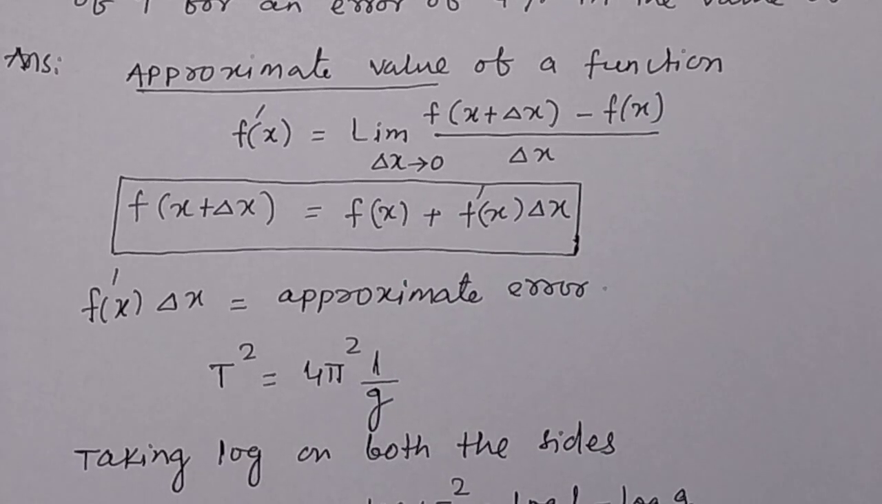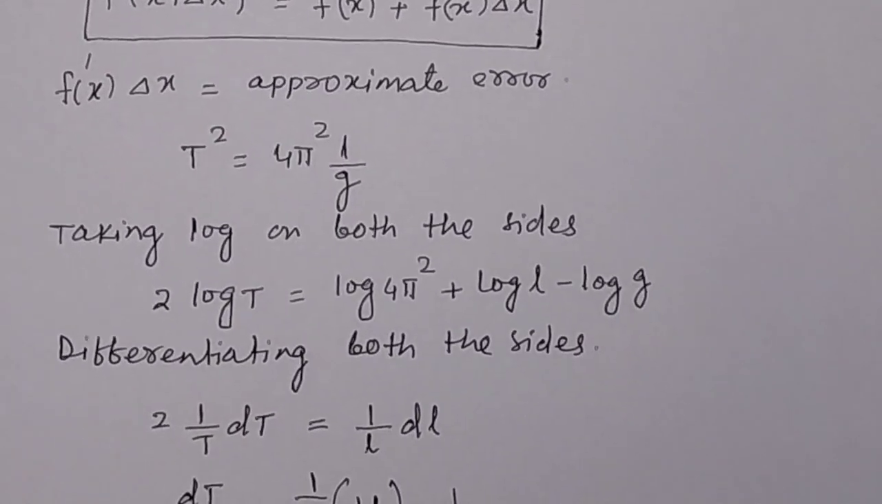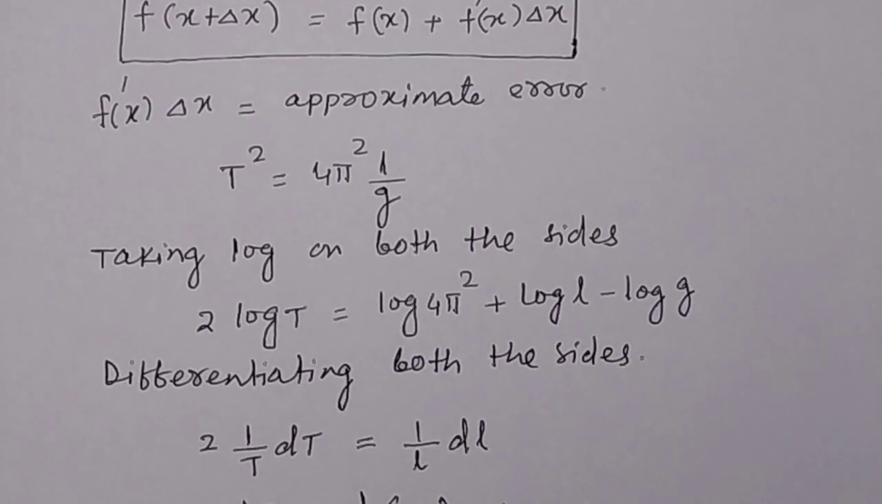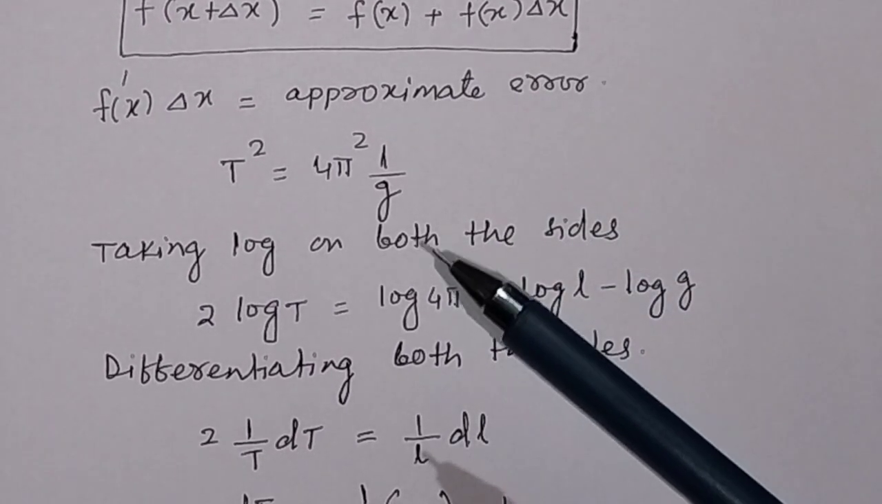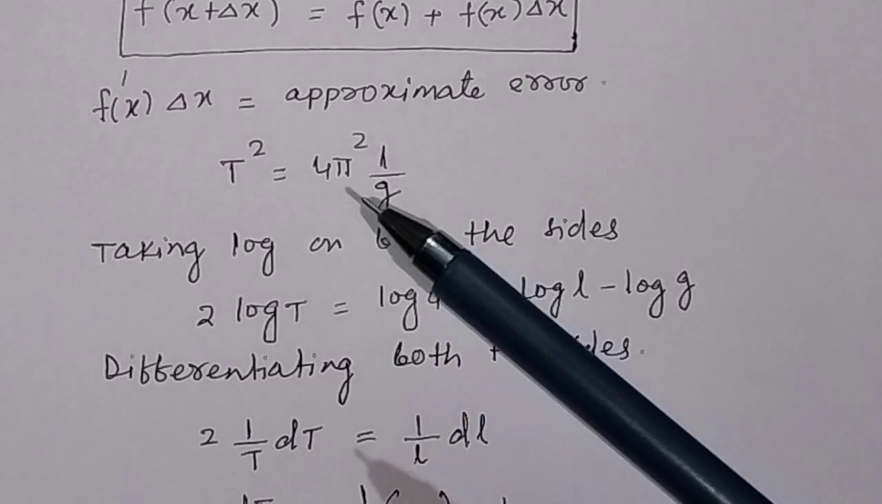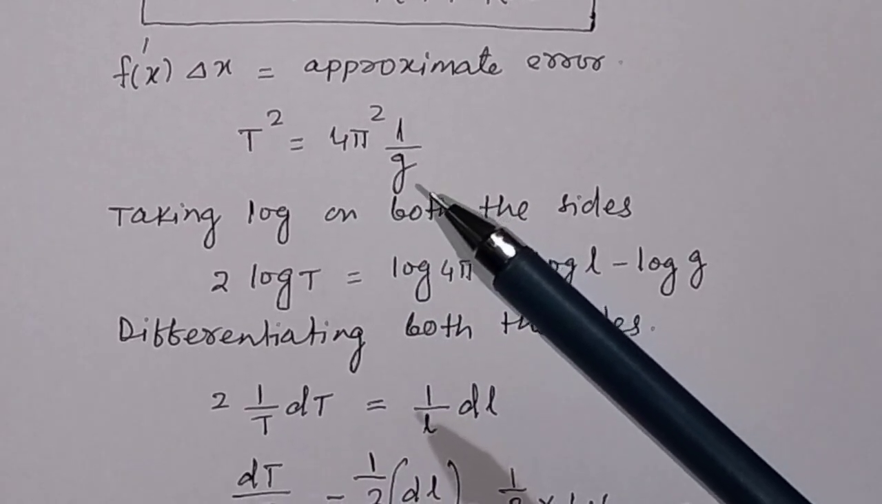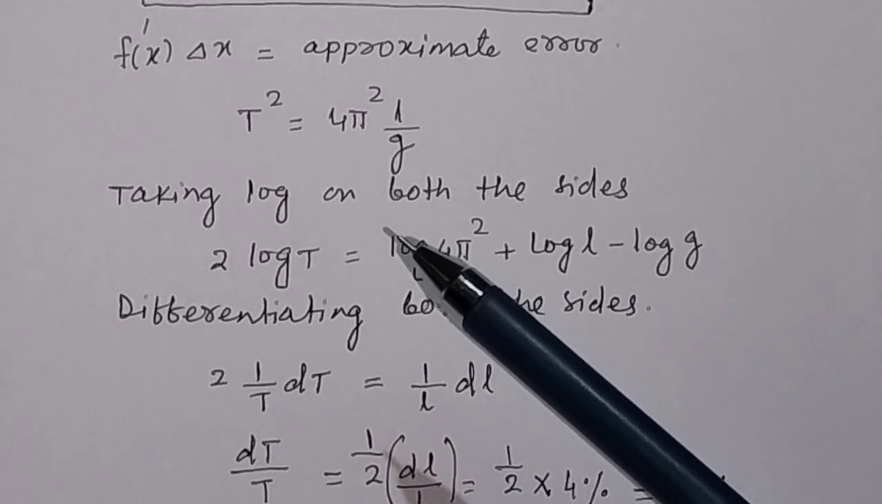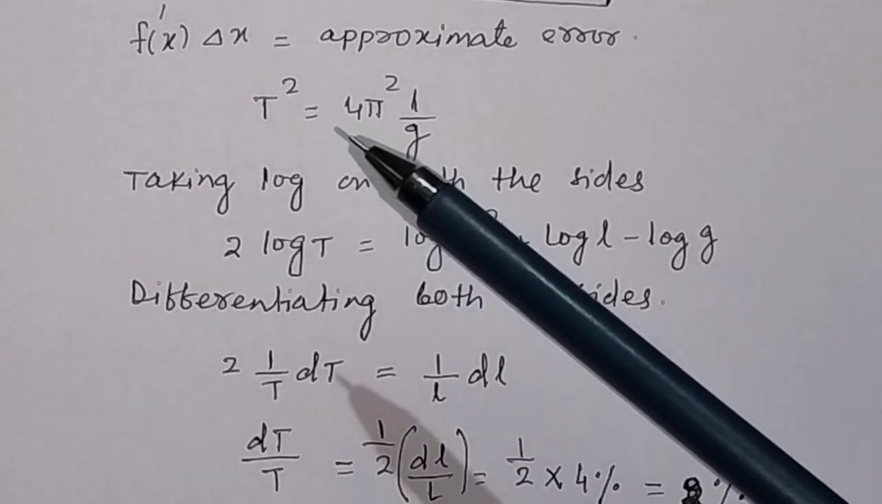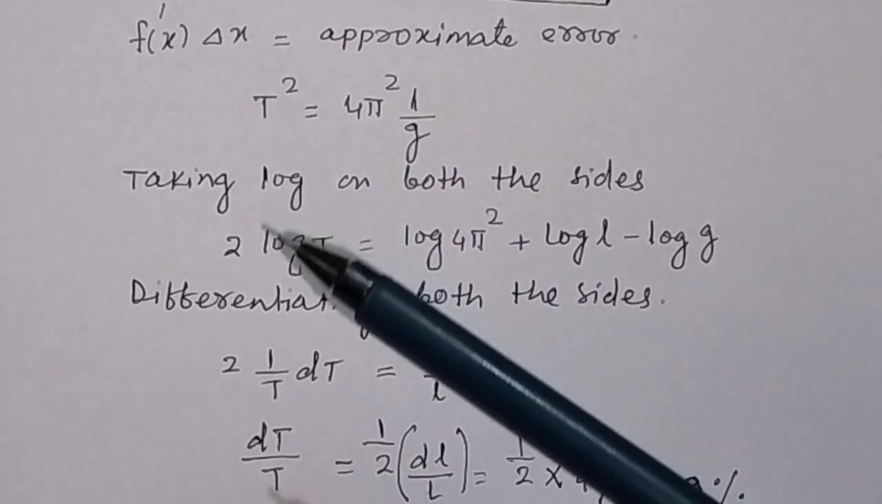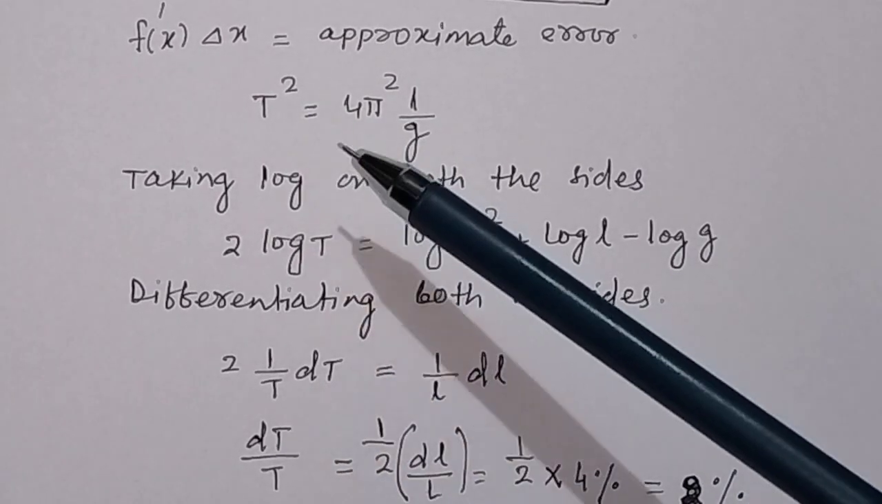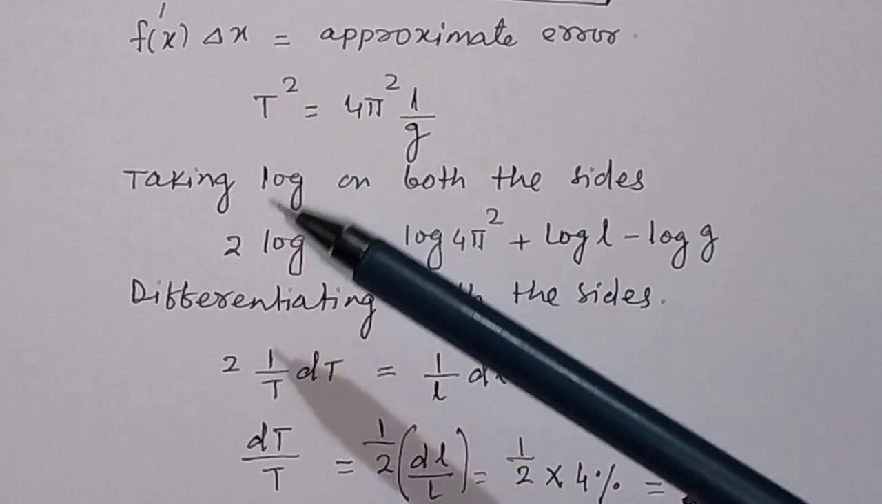The given equation is t square is equal to 4 pi square L by g. If you square both the sides, then you will find t square is equal to 4 pi square L by g, and if you take the logarithm on both the sides, this will be 2 log t, because log m to the power n is equal to n log m.